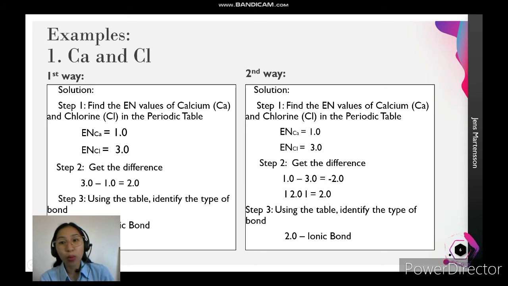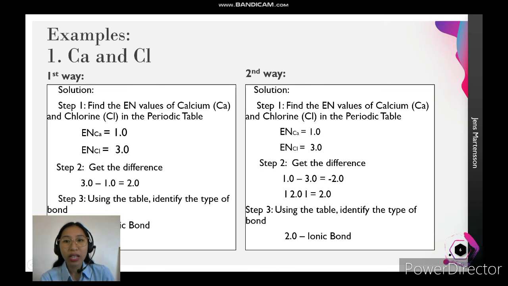Remember, in your table, walay negative values, right? That is why you need to get the absolute value first. So, sorry, na-error diri, this should be negative 2.0. So, negative 2.0, get the absolute value. Your answer would be 2.0, which is actually the same with the other way. That is why I use this way rather than this one.